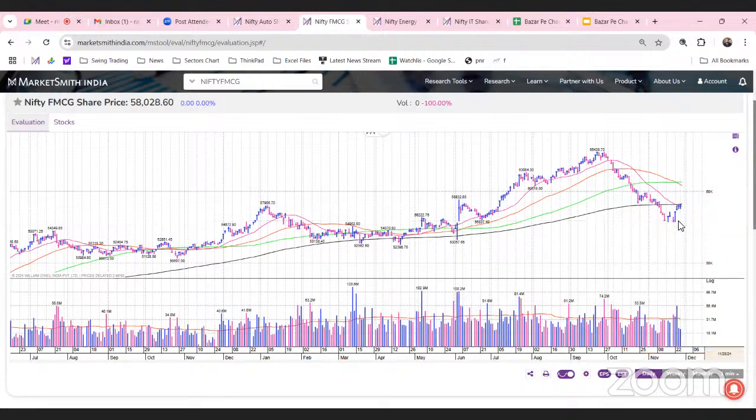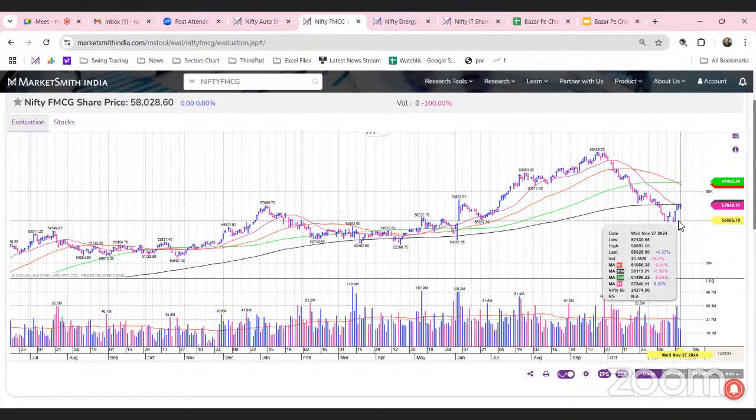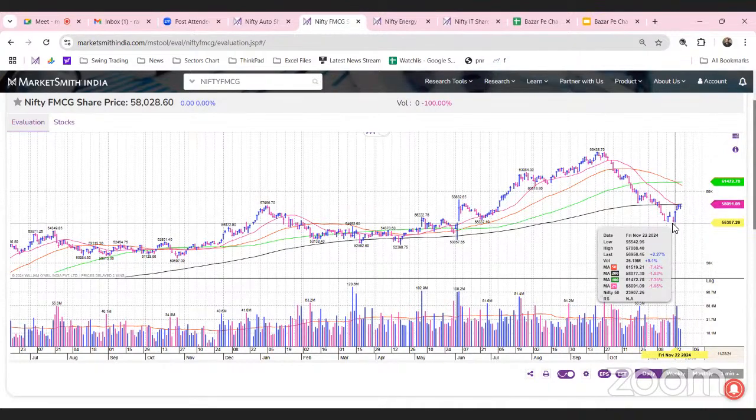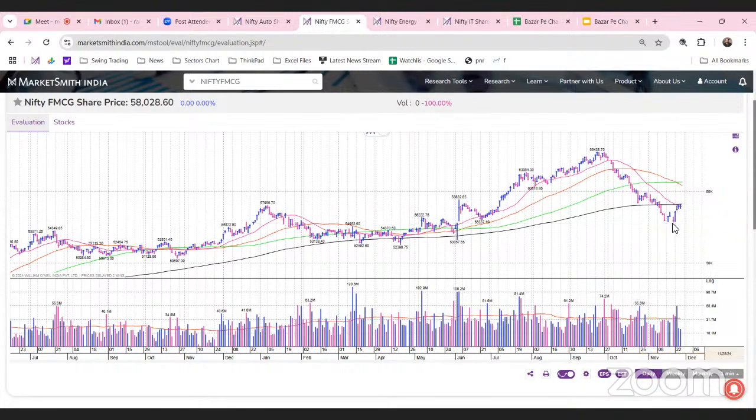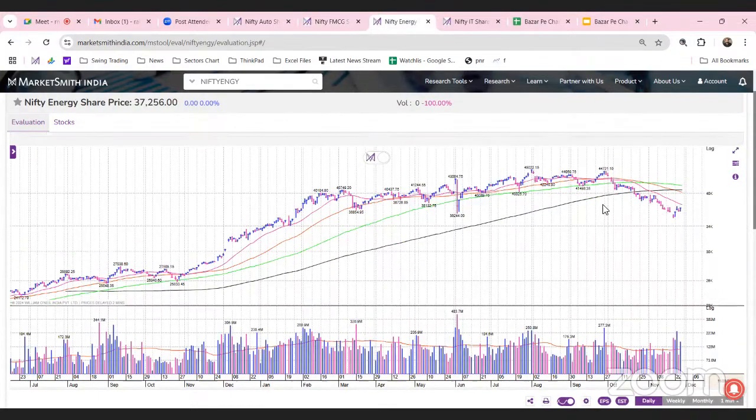will get improved. But otherwise, if we talk about the negative side, if there is some slight deterioration in the price action, then obviously the recent low that is placed around 55,500 might act as a recent support. So let's see how this index also behaves. Now I will talk about Nifty Energy.